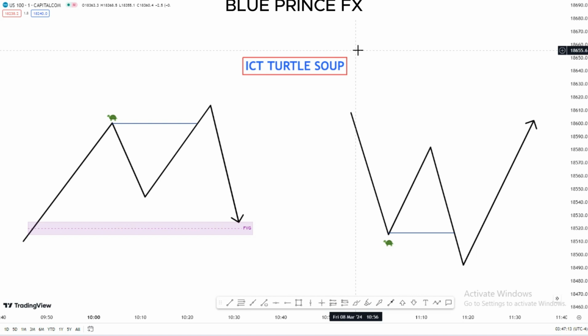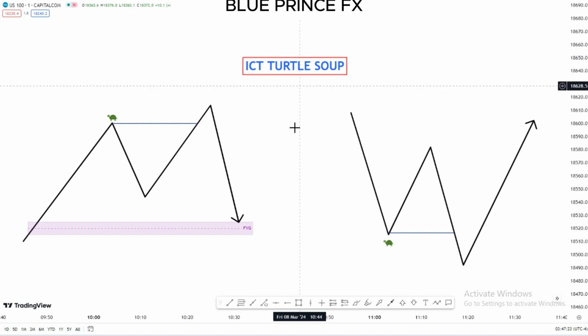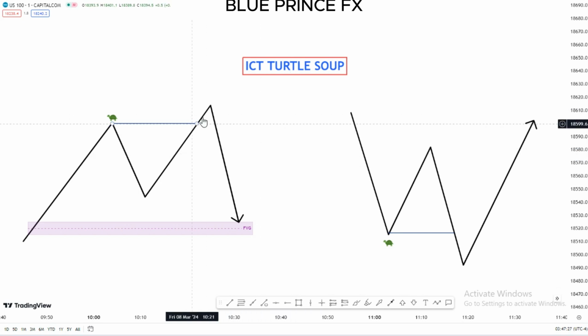Because as ICT says, the bias of the day is both bullish and bearish. So when the market takes buy side liquidity, we expect the market to gravitate toward the sell side liquidity. So a bearish turtle soup is when you wait for the market to take out a high, then you sell. Or the bullish turtle soup is when you wait for the market to take out a low, which is your external liquidity, then you buy.